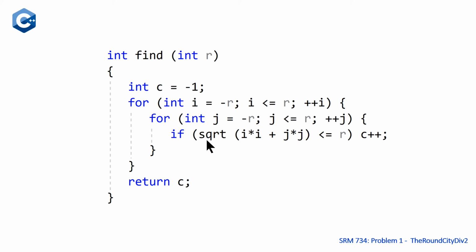We are checking for each one of these pairs of indices if the square root of i times i plus j times j is less than or equal to r, then do a post increment on the count of our houses c. Once we finish this nested for loop, we can just return c. The last thing to talk about is the time complexity of this problem, which was stated previously, and that is quadratic in the size of r.